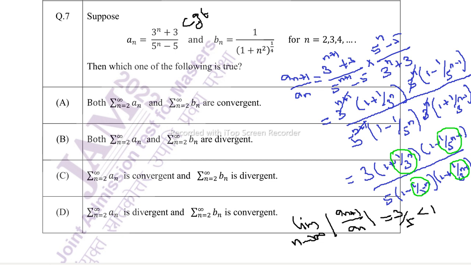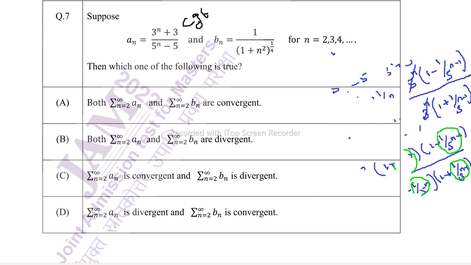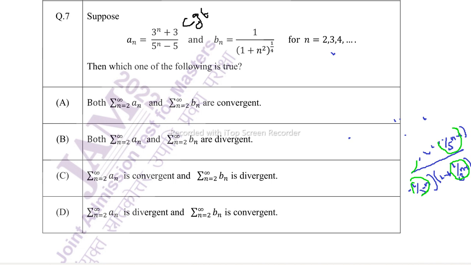Okay. Now what about the series bn? The bn should be divergent. So why should bn be divergent? We have to use a result. What is the result we are going to use? Suppose we have two sequences an and bn, and the limit as n goes to infinity of an by bn is a non-zero number, then both an and bn have the same behavior. If an is convergent, then bn is convergent. If an is divergent, then bn is also divergent. So we are going to use that result.